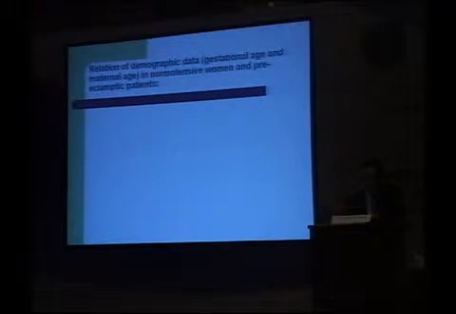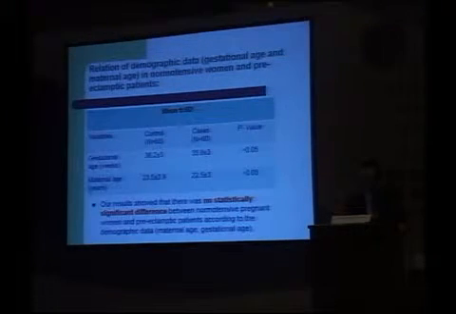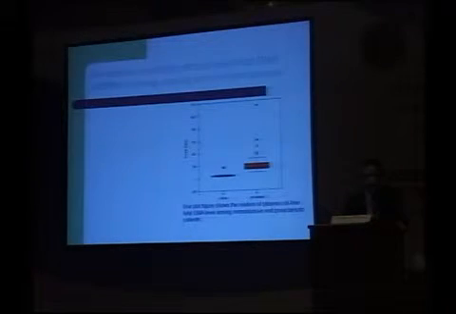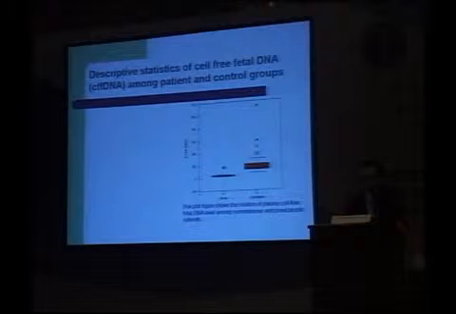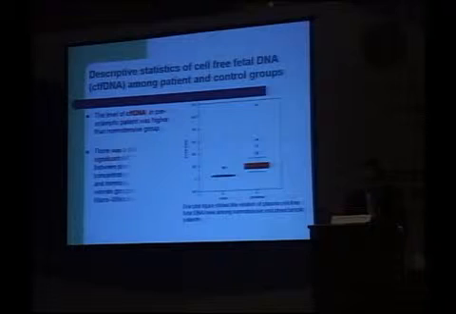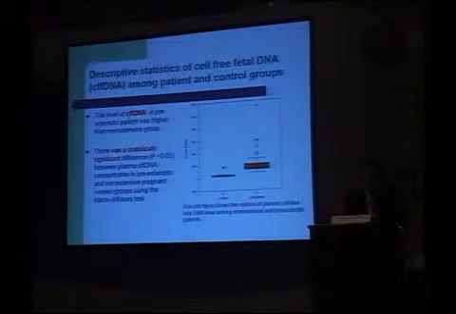Our results, according to demographic data, didn't show any significant difference in gestational age and maternal age. According to the box plot figures, the free fetal DNA level was much higher in the preeclamptic patients than in the normotensive patients, and the difference was statistically significant.